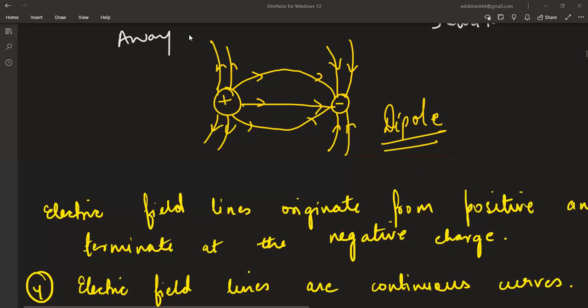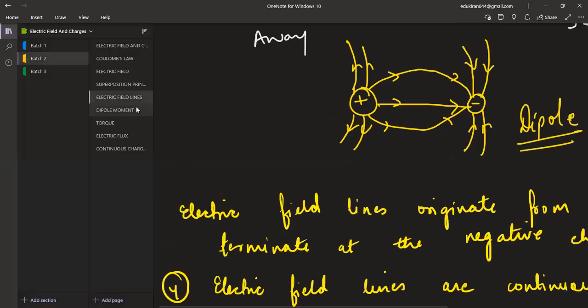Yes, class, all those who have written till the fourth point, just text me done in the chat column. The rest of the portions we'll complete in the next class, because few points are left; electric field lines are almost over. Now there are very small topics, dipole moment and torque. Electric flux is a big topic that we'll discuss in the next class. So next weekend, we'll finish off with this lesson.